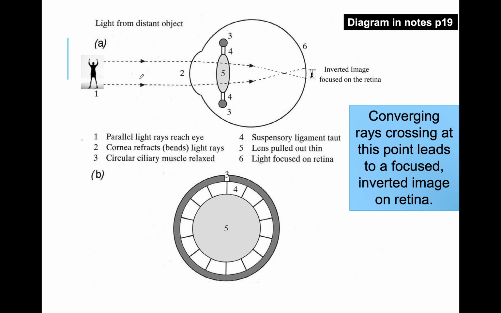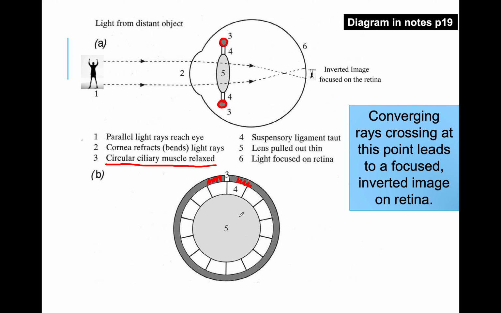A distant object with more parallel rays of light requires less convergence and therefore requires a flattened lens. To achieve that, there needs to be tension on the suspensory ligaments. So with a distant object, the ciliary muscles will relax. The circular ciliary muscles relax. We can see they become smaller, number 3 on both diagrams, compared to number 3 in the previous diagram.